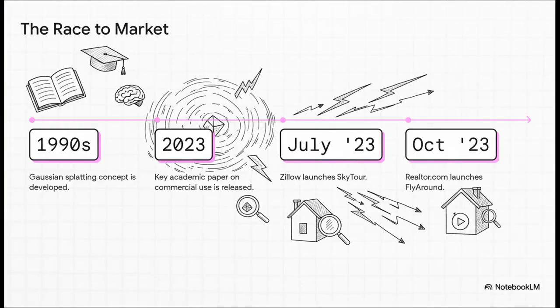I mean, just look at this timeline. The basic concept has been floating around in academia since the 90s. Then, in early 2023, a critical research paper comes out that finally makes it practical. By July, it's a real product on Zillow. By October, a competitor already has its own version live. That is just lightning fast. It's really the perfect storm of modern AI and raw computing power that made what was once just a theory a reality for all of us.